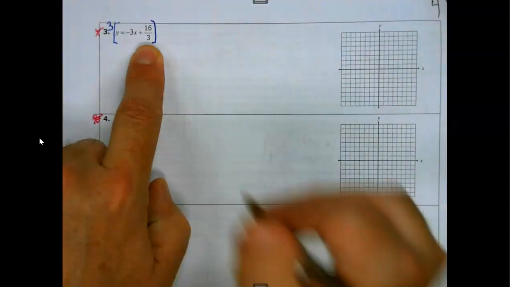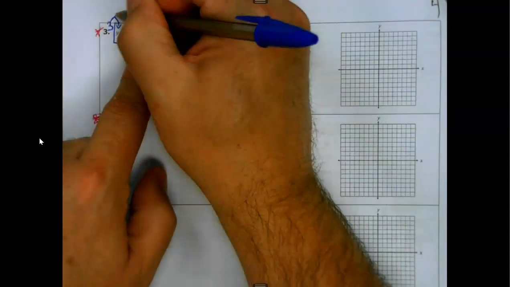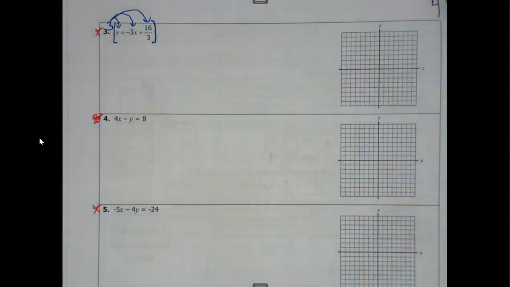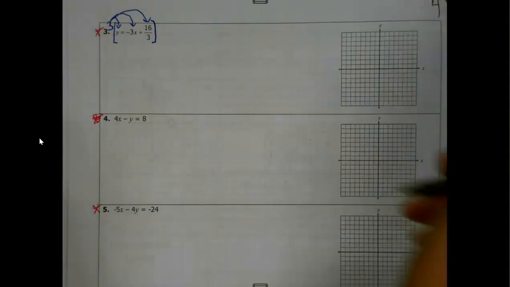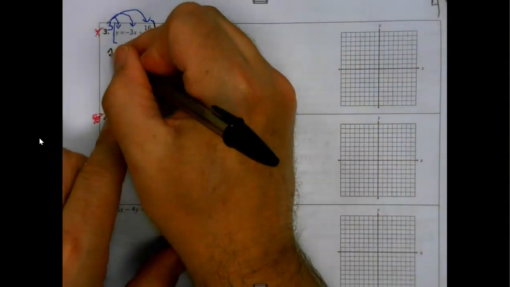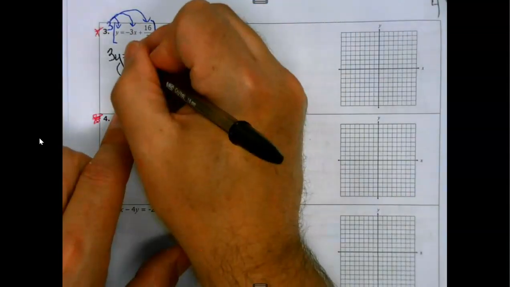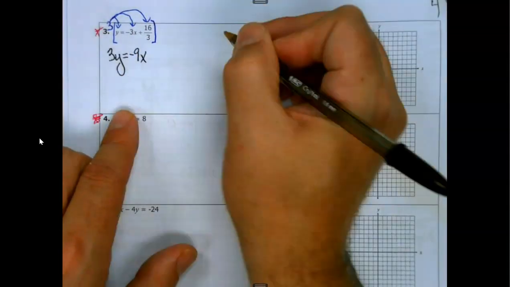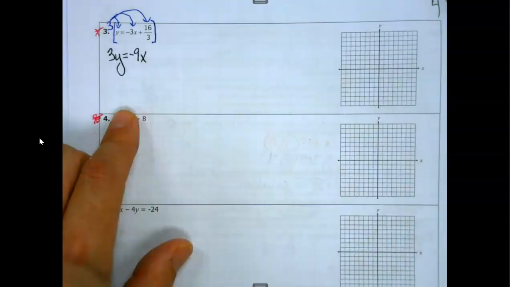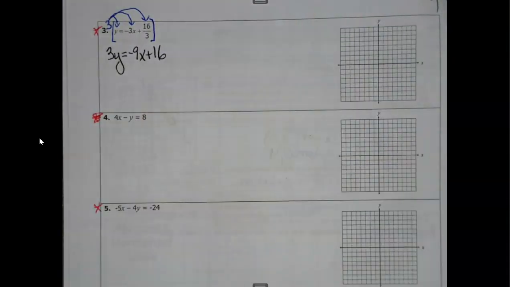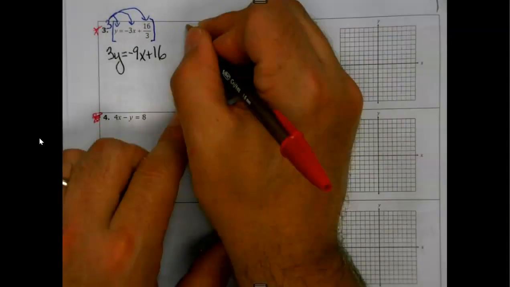Whatever that denominator is, every single piece gets multiplied by 3. So now we have 3y equals negative 9x. Now, do I need to do this? We're going to find out. Or did I make my life harder? We're going to see. Okay. Let's find our intercepts.